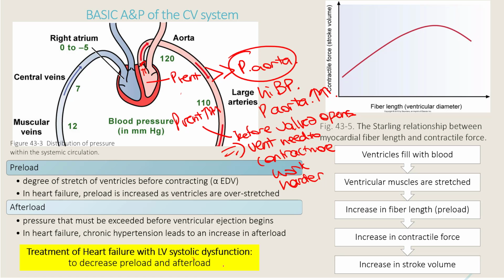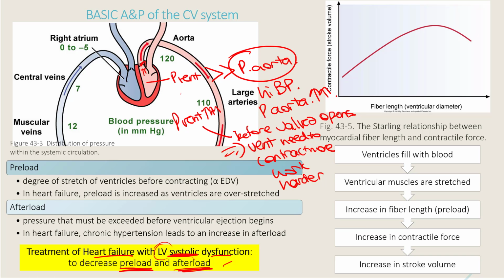With heart failure, just by virtue of the name, heart failure means the heart fails to work efficiently. Most of the time, heart failure has to do with dysfunction of the left ventricle when it contracts, or left ventricular systolic dysfunction. In order to manage or treat heart failure, we need to decrease the preload, the degree of stretch, and we need to decrease the afterload, the pressure against which the ventricles must work in order to open the valve.